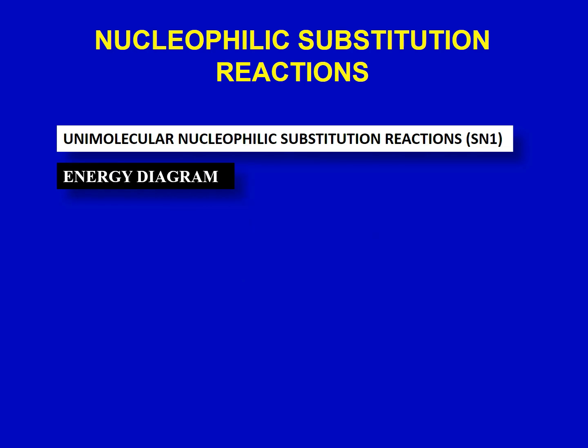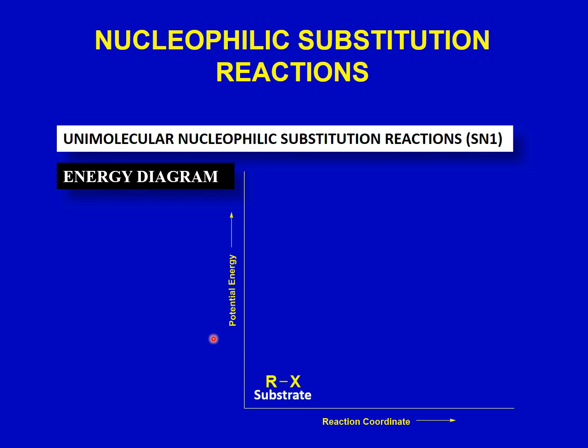Let's see the energy profile diagram for a unimolecular nucleophilic substitution reaction. So we draw a graph which has reaction coordinate on one axis and potential energy on the other axis. In the first step, we have the substrate only, that is the alkyl halide. And as you saw in the previous slide, in the first step, or the slowest step, the bond between R and X breaks. But before breaking, it will go through a high energy transition state.